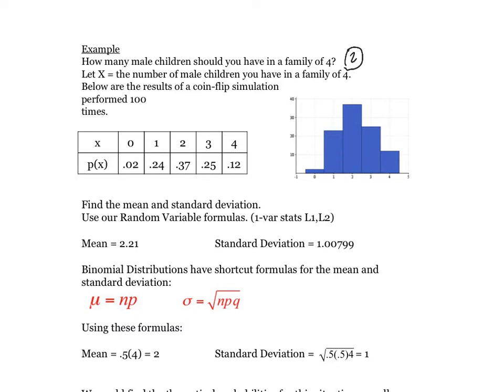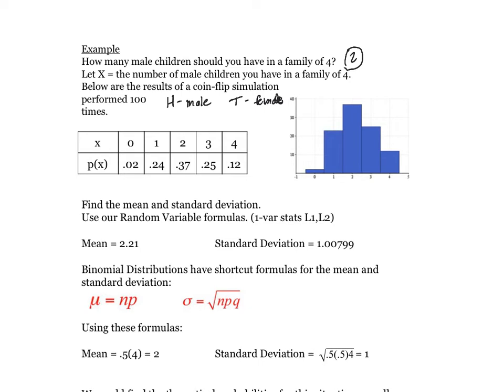There's a slightly better chance of having a girl because you need girls to keep the species going. It's a biology type thing. But for our purposes, we'll assume that that's 50-50. So we'll let x, the random variable, be the number of male children you have in a family of 4. So I flipped a coin, okay? And I basically said, if I flip a head, it'll be a male child. And if I flip a tail, it's a female child.